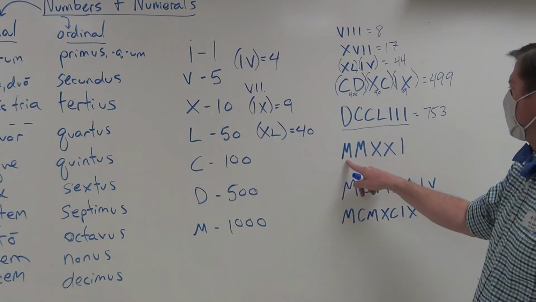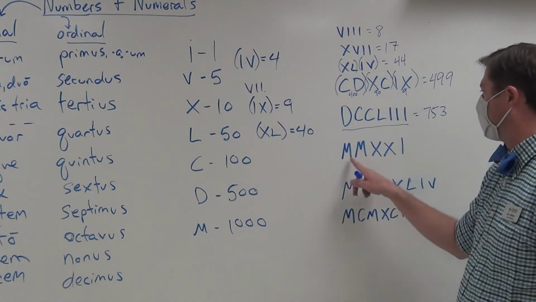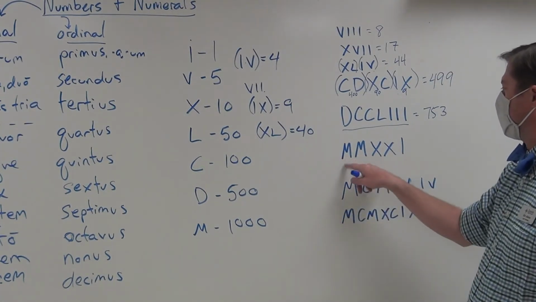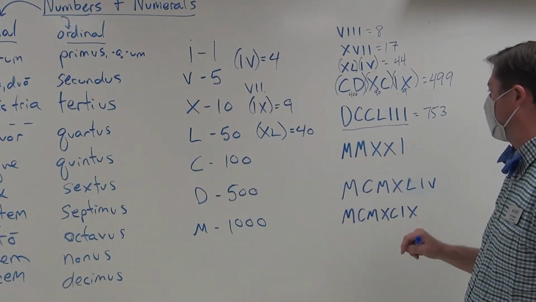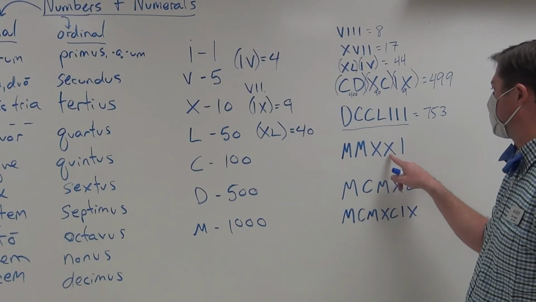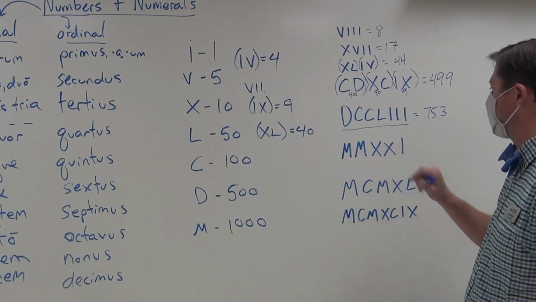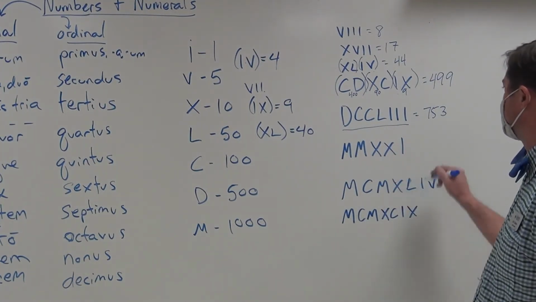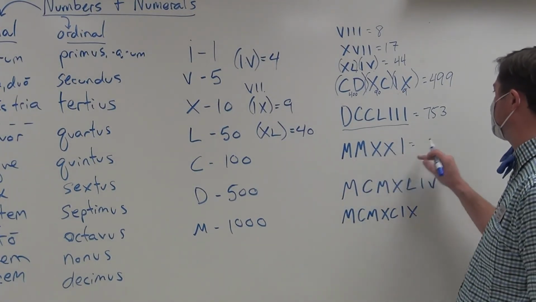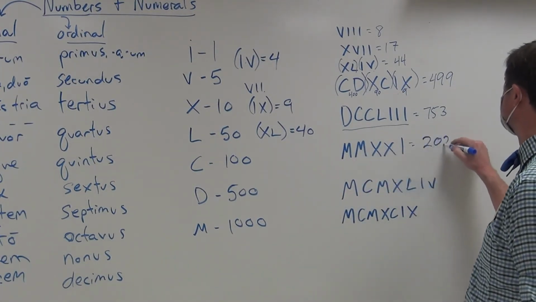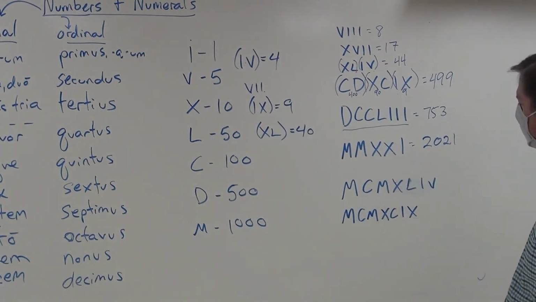This one we have M and M, 1,000, but they are the same size. So 1,000 plus 1,000. M is larger than X, so plus 10. 10 is the same size as X, plus another 10, plus 1. So this would be 1,000, 2,000, 2010, 2020, 2021, this year. Written in Roman numerals.